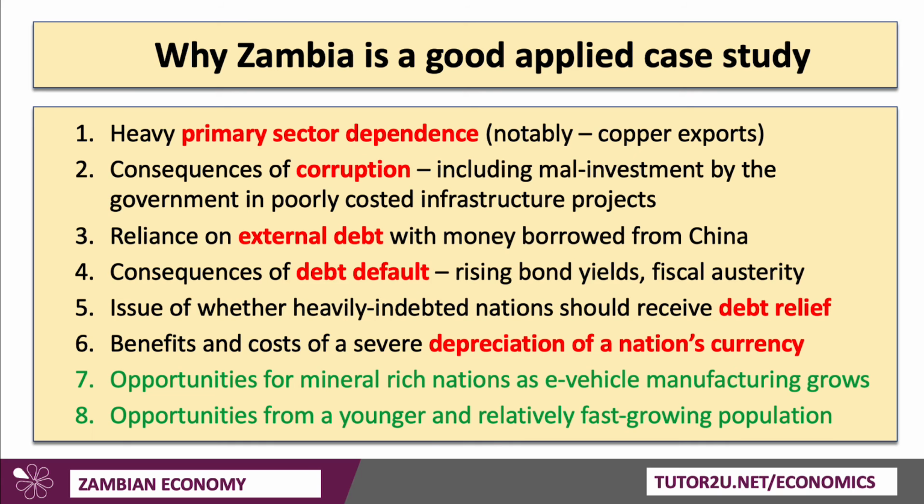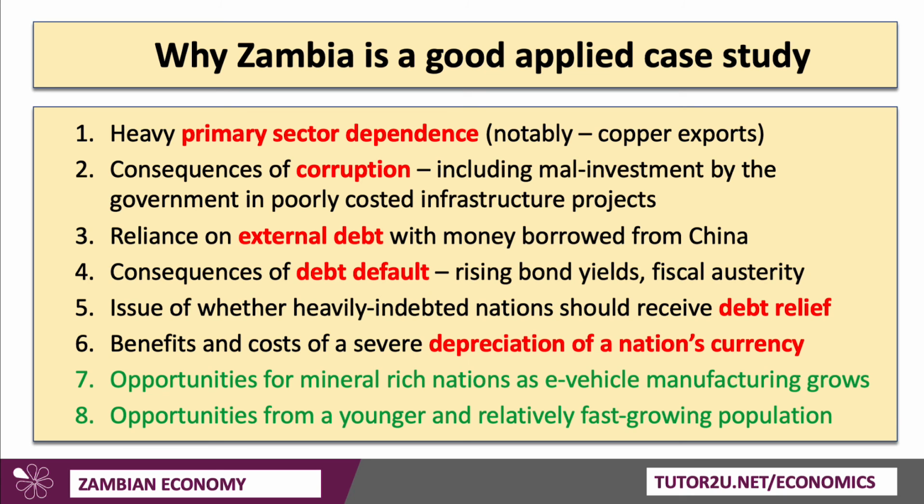The consequences of corruption we've just mentioned, haven't we? Including malinvestment by the government in poorly costed infrastructure projects. So government failure. You could use Zambia as a good example of government failure. Very heavy reliance on external debt. So Zambia is a low-income country with a savings gap, very low savings as a share of GDP, and therefore reliant on external debt, money borrowed from China.